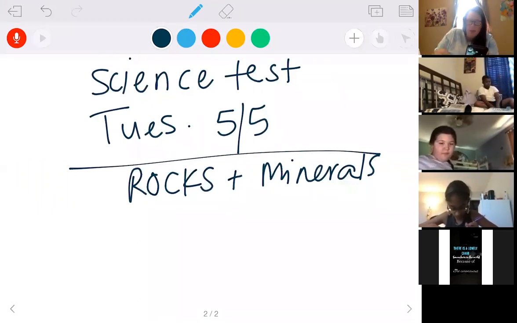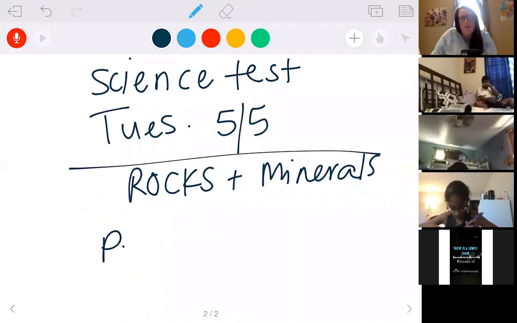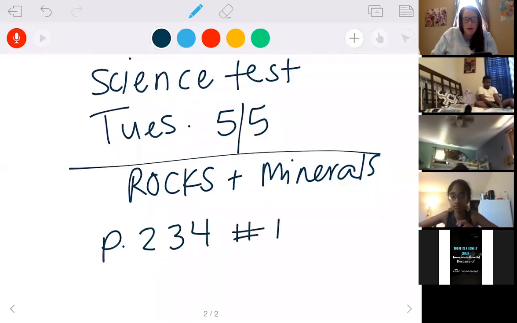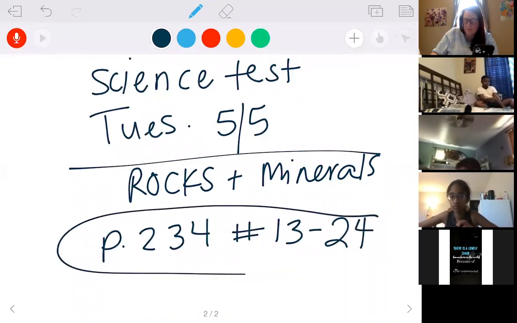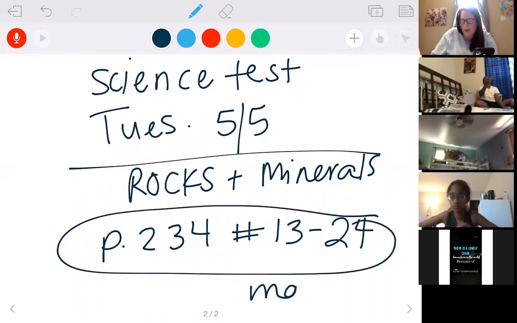So 5th grade math is going to be, it's loading, give me just a second. Page 234, numbers 13 through 24. Okay, that's math. So that's today's assignment. I'm going to unlock it. It's due tomorrow at 4.